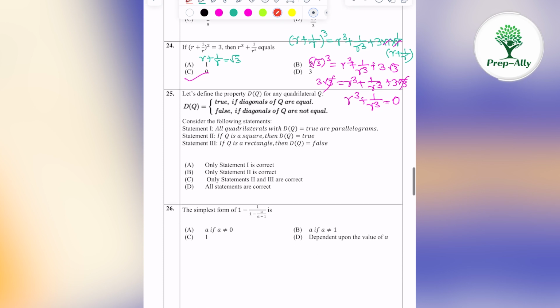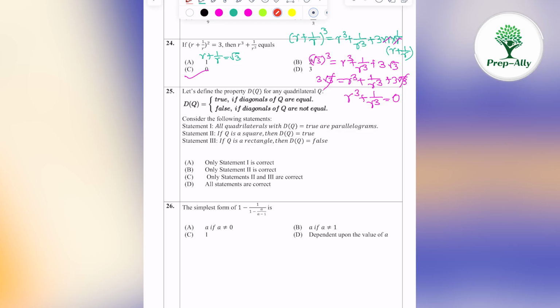Now the question number 25. So here they define if the diagonals of the quadrilateral are equal then the statement is true. If the diagonals are not equal, then the statement is false. So all the quadrilaterals with equal diagonals are parallelograms. Basically here it is written if the length of the diagonals of all the quadrilaterals are equal then it is a parallelogram.